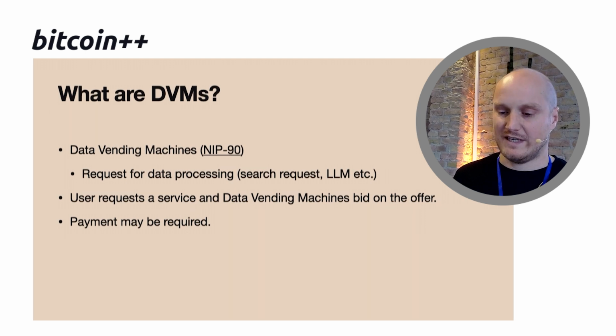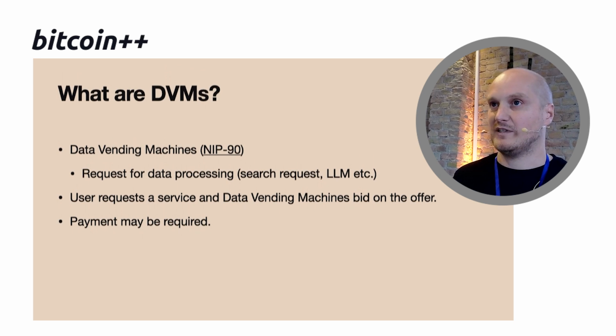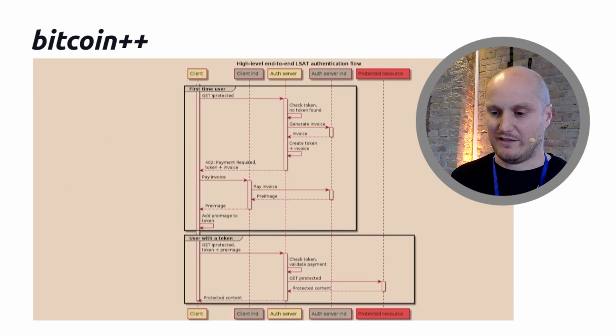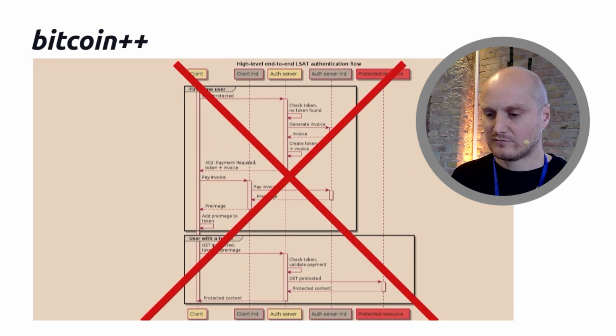The user requests a service. Data vending machines bid on the offer, quoting prices, and then the response might come back with a payment required, which in L402 would be a 402 HTTP header. But we can do the same with ecash, I think. So this is the quite complicated flow using the L402 implementation.